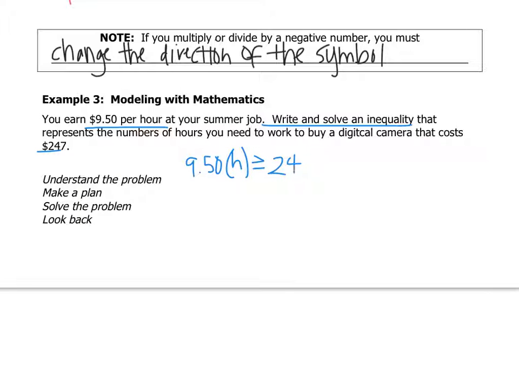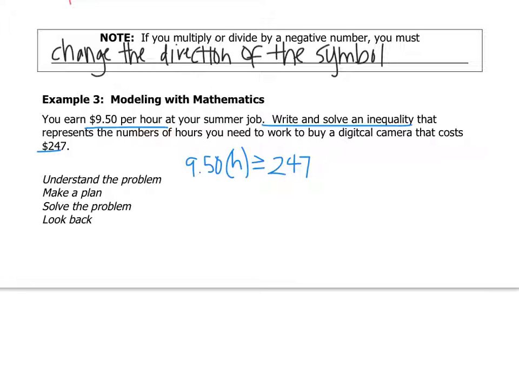So if I work 1 hour, I make $9.50, which is not enough to make enough for this camera. If I work 2 hours, then I would do $9.50 times 2. If I work 10 hours, I would get $95, right? So I'm calculating all of this money. It has to be at least $247 because that's what I need for the camera. So I need $247 or more, which is greater than or equal to 247.